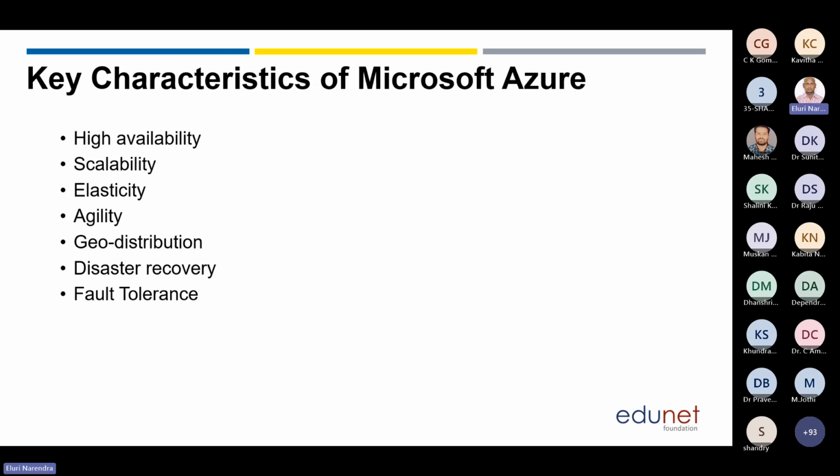Disaster recovery: I can get all my services seamlessly, even though disasters come and disrupt the normal situation. Fault tolerance: even if the hardware is not functioning or the software is not functioning, I can still get seamless services 24/7, 365 days. That is called fault tolerance.